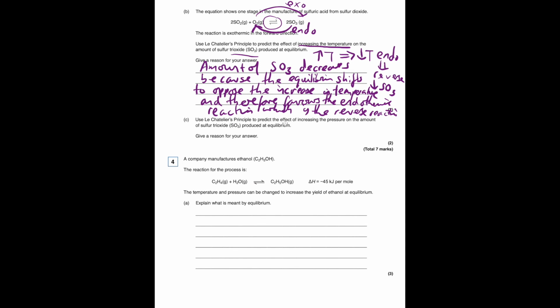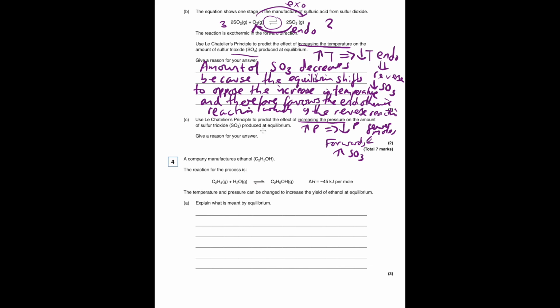Use Le Chatelier's principle to predict the effect of increasing the pressure on the amount of sulfur trioxide. So now we need to consider our number of moles, or number of molecules on each side. On the left hand side we've got 2 sulfur dioxide and 1 oxygen, so 3 molecules there, but on the right only 2. So if we are increasing pressure, our equilibrium is going to shift to decrease pressure and favour the side producing fewer moles. So giving our reason for our answer, fewer moles, we're going to be favouring the forwards reaction and therefore increase our amount of SO3.